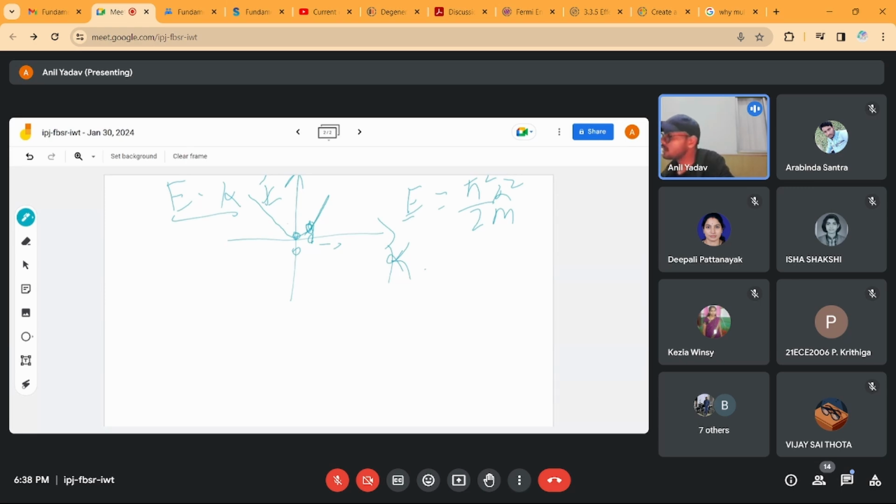E is equal to h bar squared k squared by 2m, and P is equal to h bar k. So E is equal to P squared by 2m.